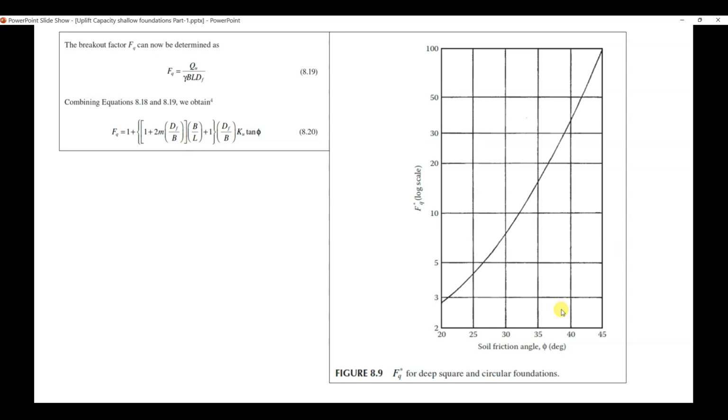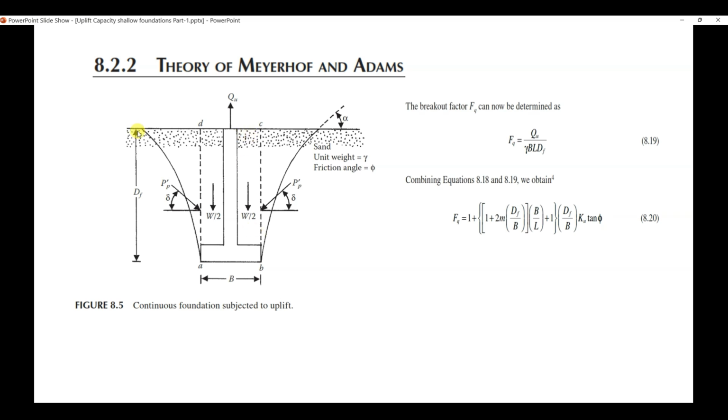Okay, so why is this factor given? It's given because when your foundation is well below the existing ground level, then the failure surface will not come up to the ground level.